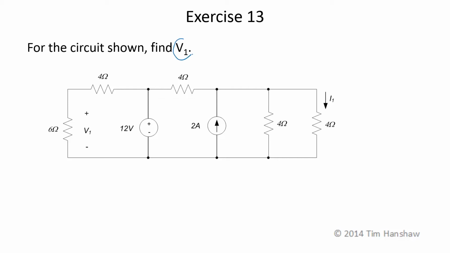We want to find the voltage V1 across this 6 ohm resistor in this circuit. Now the first thing I'm going to do is try to find parallel and series combinations and see if voltage or current divider formulas will help me out.